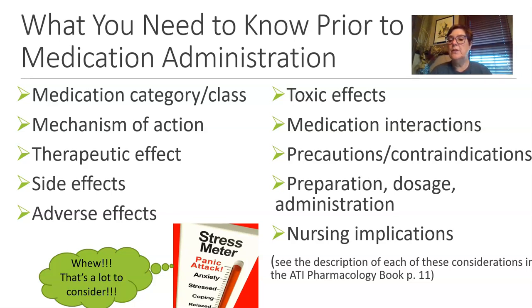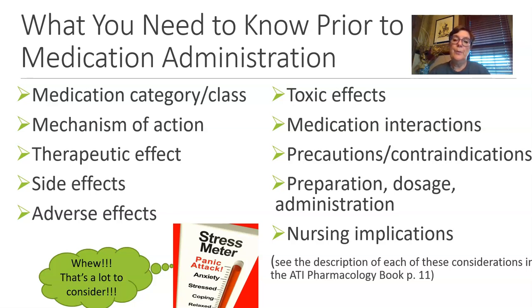We need to know precautions and contraindications. Like there are medications that if the patient has renal disease, maybe stage 4 renal disease, and their glomerular filtration rate is less than 60, then you don't want to give them that medication, or they need to be getting a reduced dose. Or if it is a medication that is cleared extensively through the liver and there are issues with the liver, then we want to be very cautious.